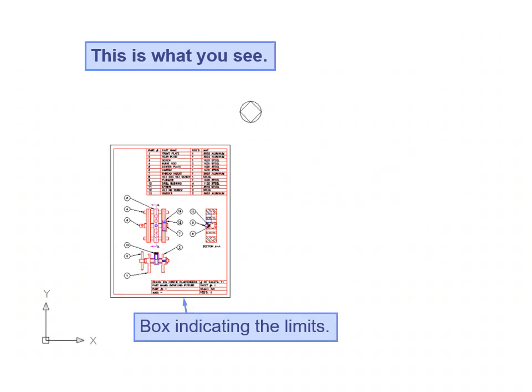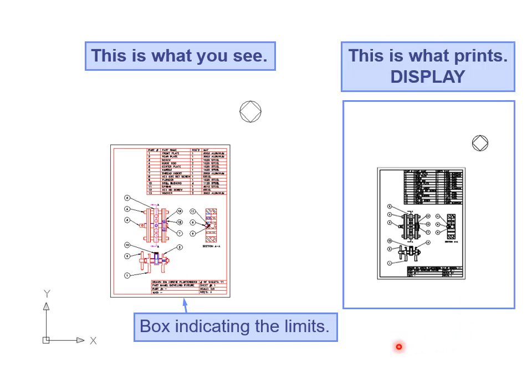So let's see how this works in practice. If you're looking at your drawing area and you see something like this, this is your drawing, this is your origin, this is some other object that's drawn. So this is your whole drawing area, and you've gone to the trouble of defining this box as your limits on your drawing. So this is what you see.